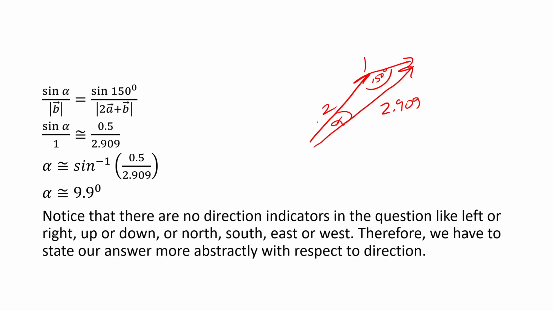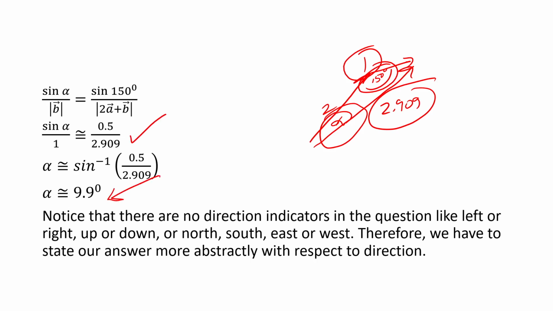So using that sine law, we're able to say that the sine of 150 degrees over the magnitude of 2a plus b is going to roughly be equal to the sine of alpha over 1. And we get that right here. And now that would mean that alpha is going to ultimately be roughly equal to 9.9 degrees.